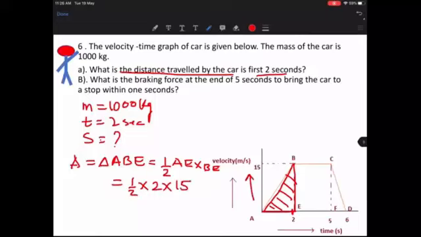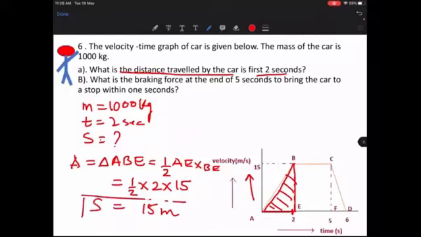So you will get it as 15 meters. Area, or you can say the distance, is 15 meters. Fine. It is 15 meters. So now you found out the distance. How much distance will the car cover?